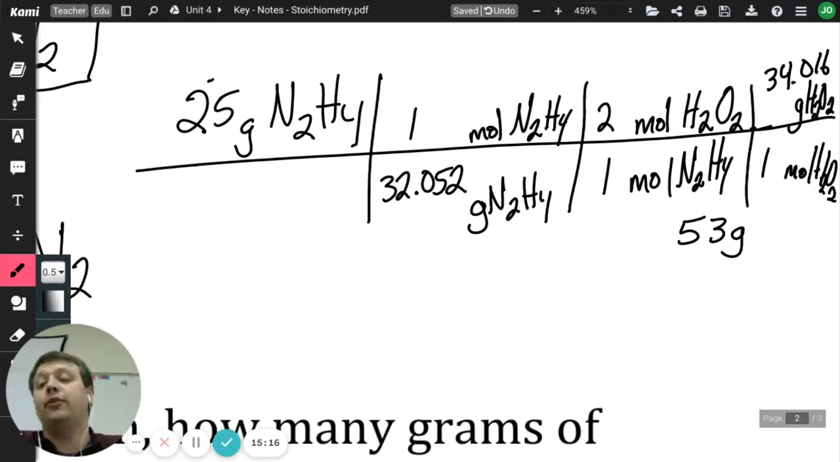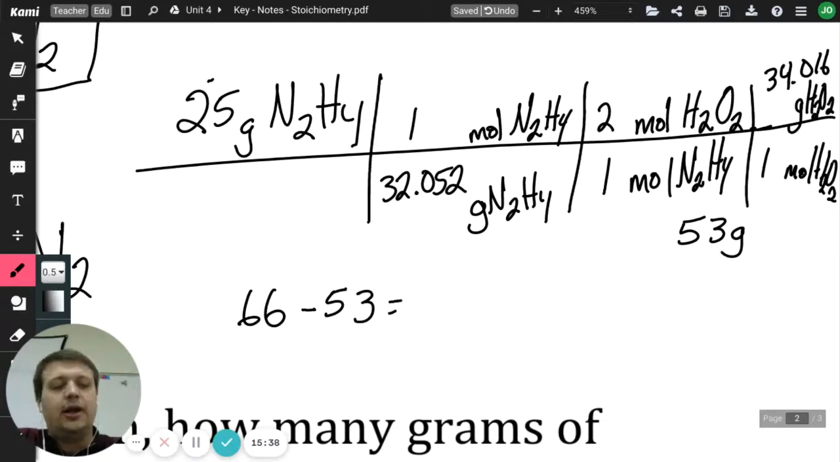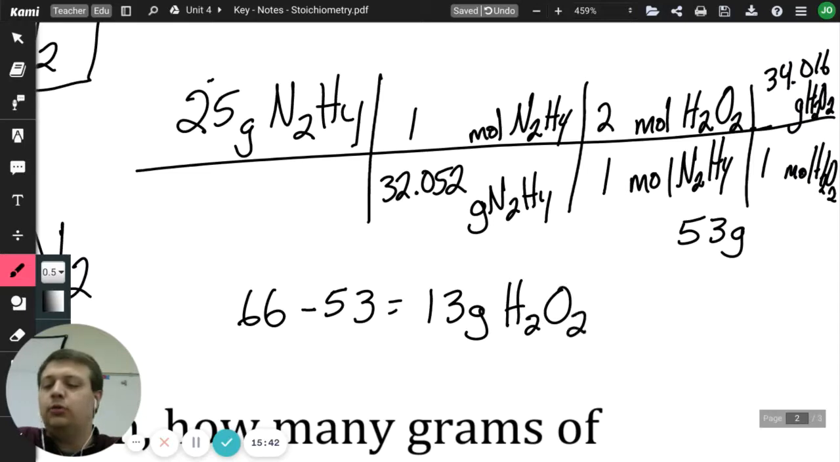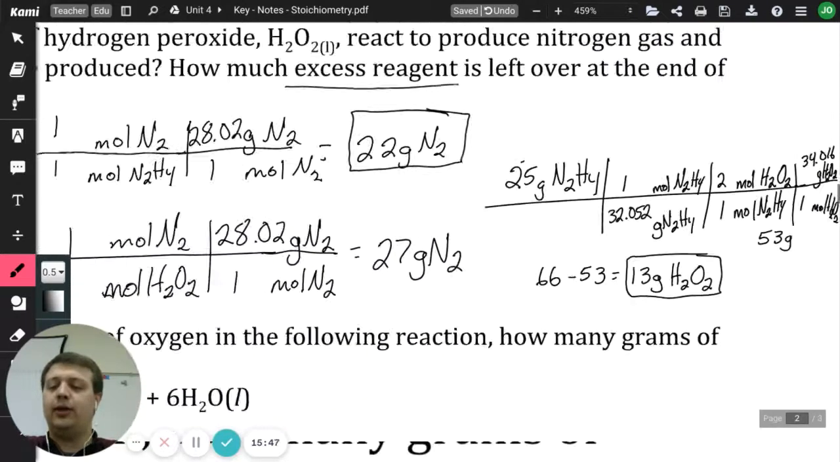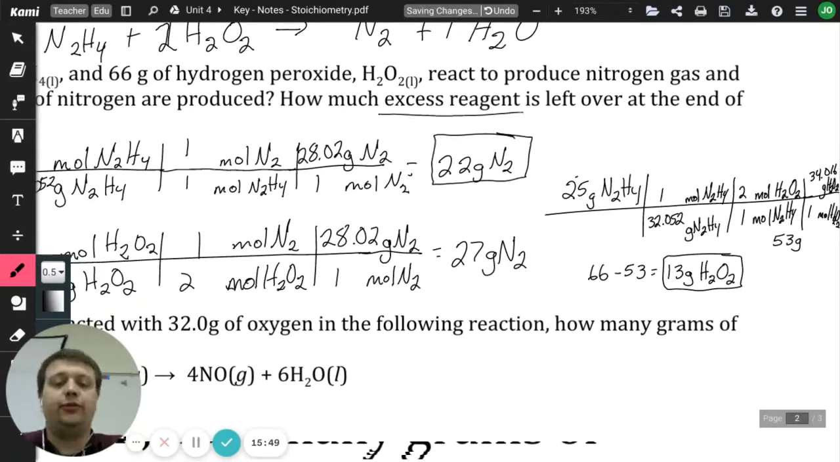Now, that is not my answer. That is telling me how much of the hydrogen peroxide I will use in this reaction. And so now I know how much hydrogen peroxide I will use. I know that I had a total mass of 66 grams. So 66 grams of hydrogen peroxide minus how much I used, and that's going to tell me I had 13 grams of H2O2 left over. And so that would be my final answer to that.